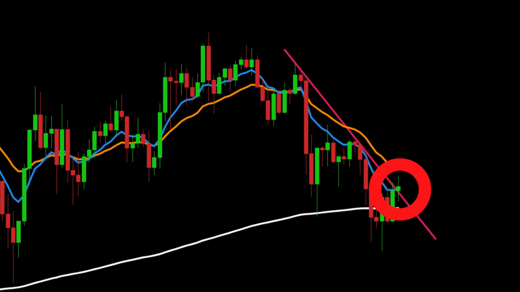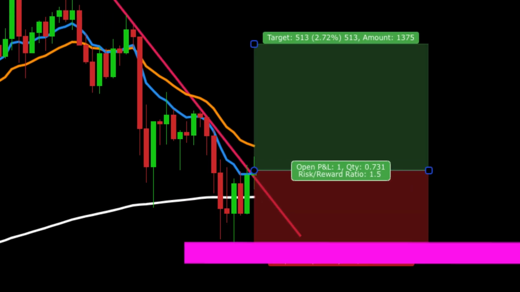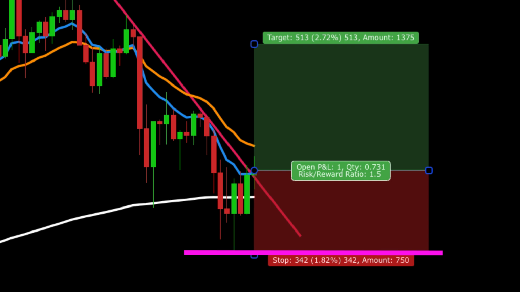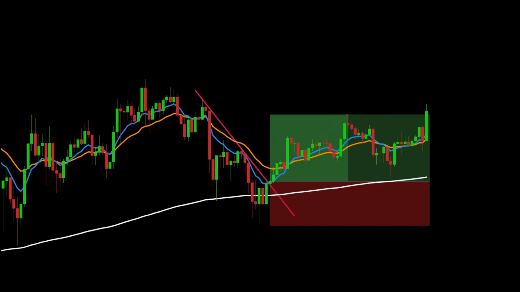Everything converges on this candle and it serves as our trigger. The stop is placed at the lowest level of the pullback below the 200 EMA and target 1 to 1.5. And this one hits the profit target. Now we flip to shorts.